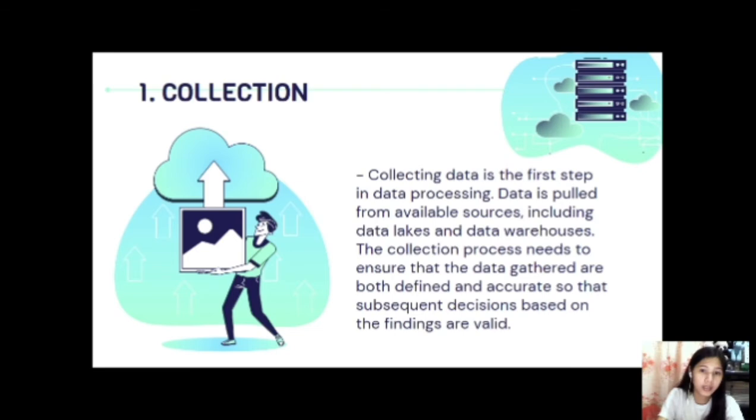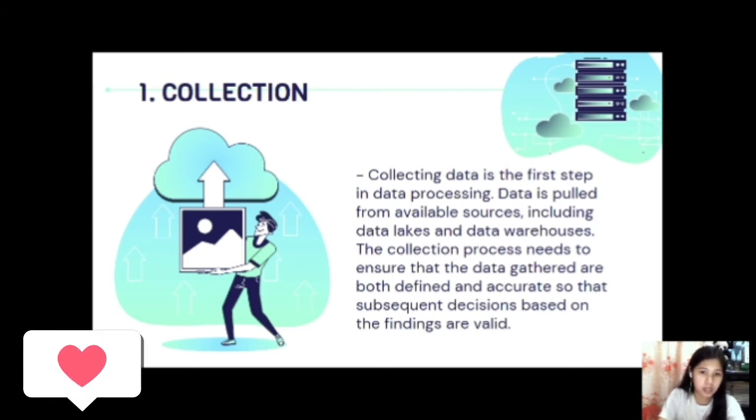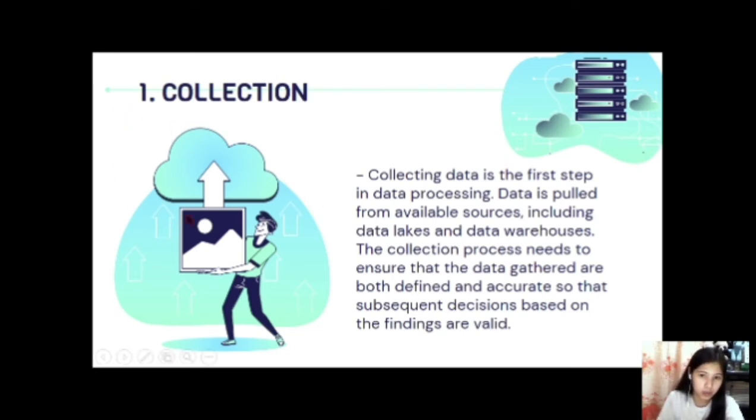Collection. Collecting data is the first step in data processing. So, as you can see dito sa picture, data is being pulled from available sources including data lakes and data warehouse. The collection process needs to ensure that the data gathered are both defined and accurate so that the subsequent decisions based on the findings are valid. So, this stage provides both the baseline from which kung alin yung i-measure and kung alin yung mga kailangang i-improve.